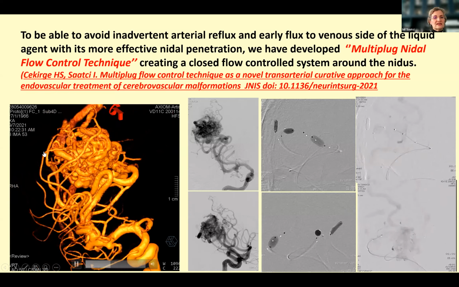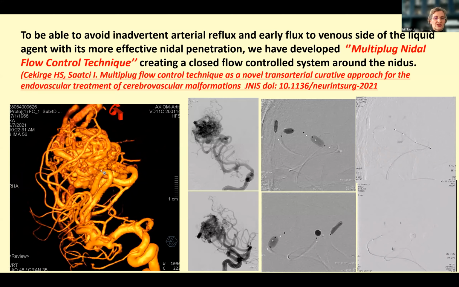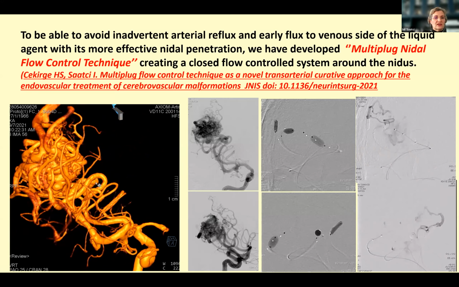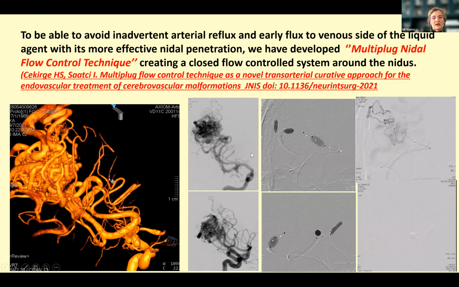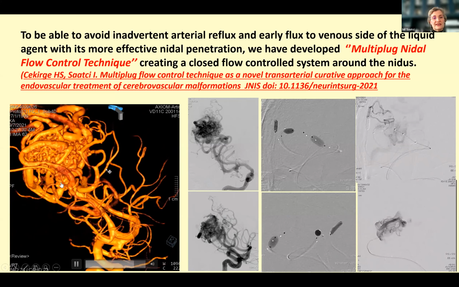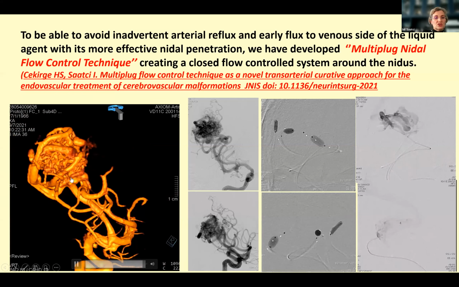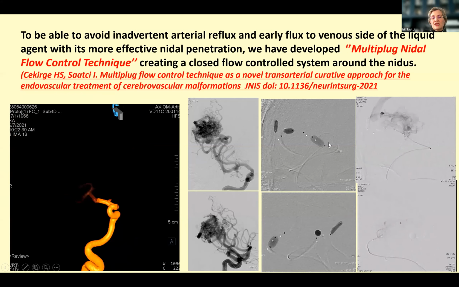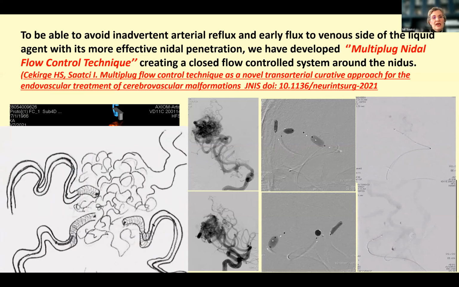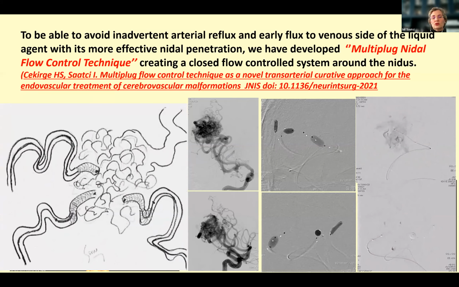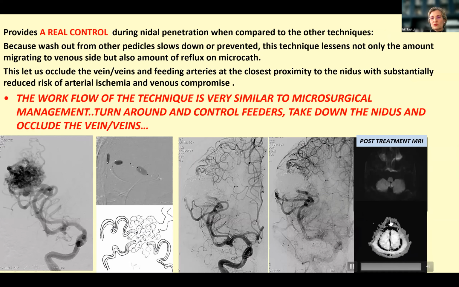And 4D is essential information for us. And with 4D, we can understand the AVM nidus much better. For example, in this one, in 3 major pedicles from the MCA, 3 balloon catheters were placed, so almost complete flow control. And with the flow control, we were able to cure this AVM in a session, and this is the post-treatment MRI.